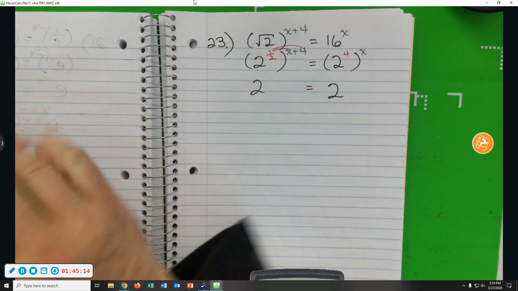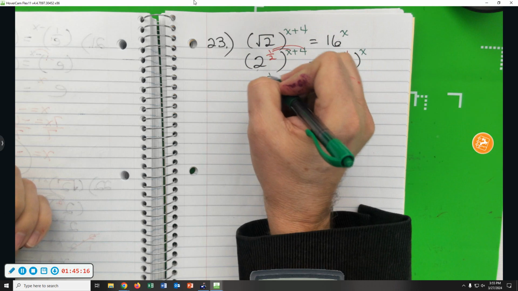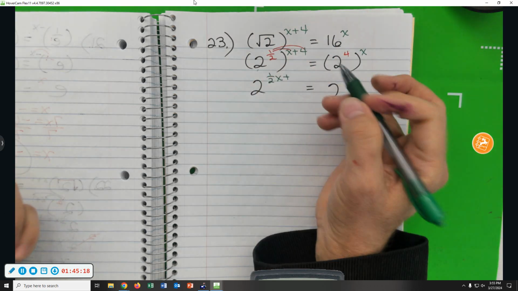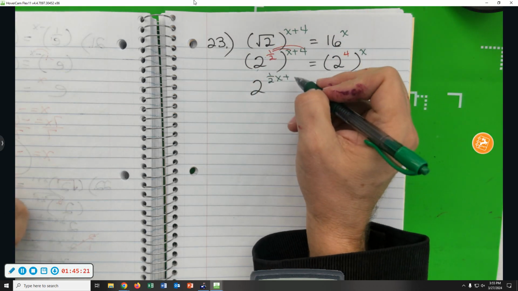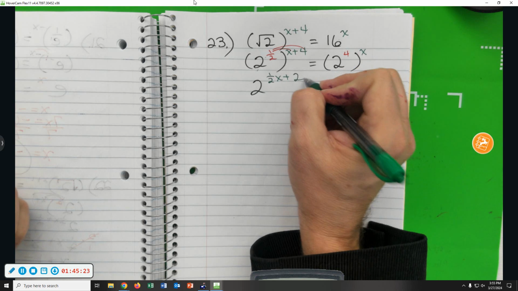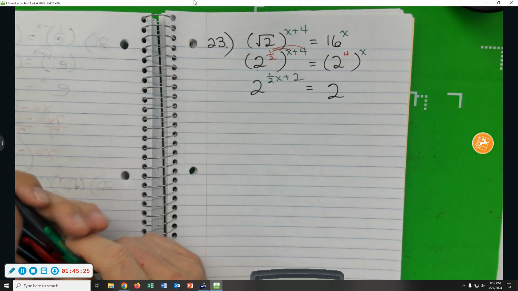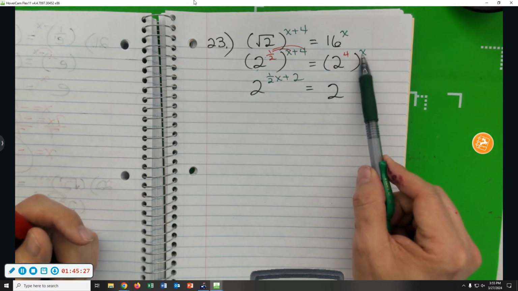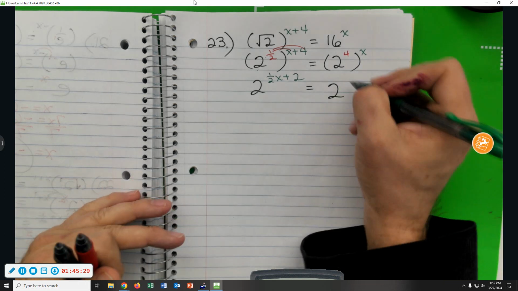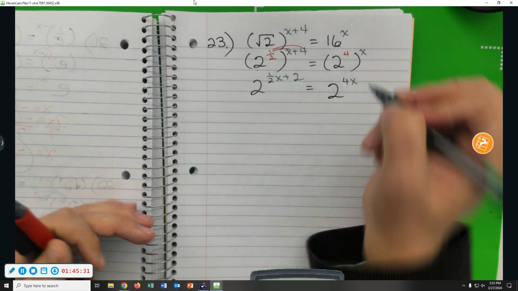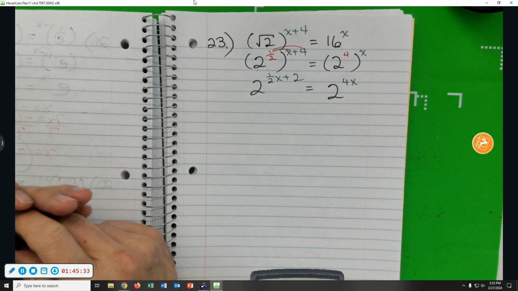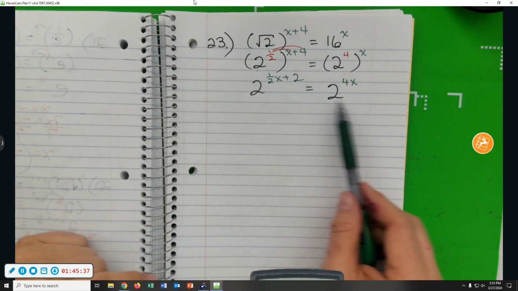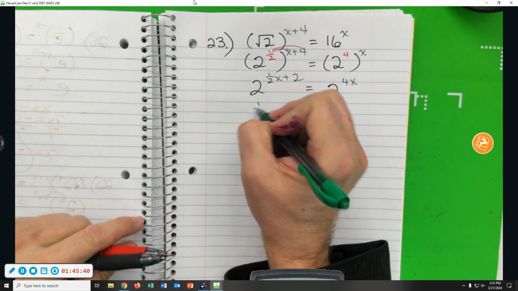That's going to give us a 1/2 x plus 4 times 1/2 is 2. I agree. 4 over 2 reduces to 2. What about this one? 4x. And now I can drop the 2's, set the exponents equal.